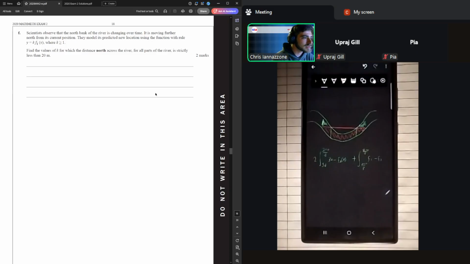Okay. Find the values of K for which the distance north across the river, so vertical, for all parts is less than 20. So already we kind of know K equals 1 is going to be one of those values because we figured out that the distance north was always 10 for that one, at least if I remember the number correctly.